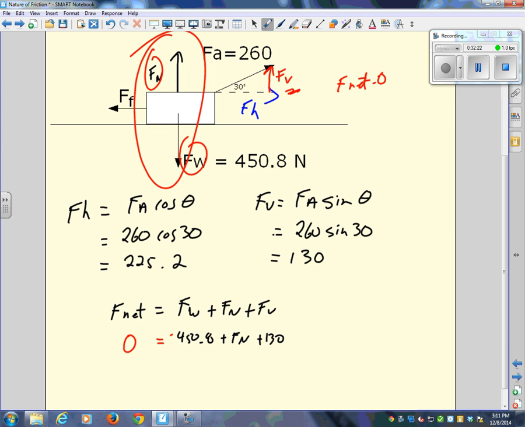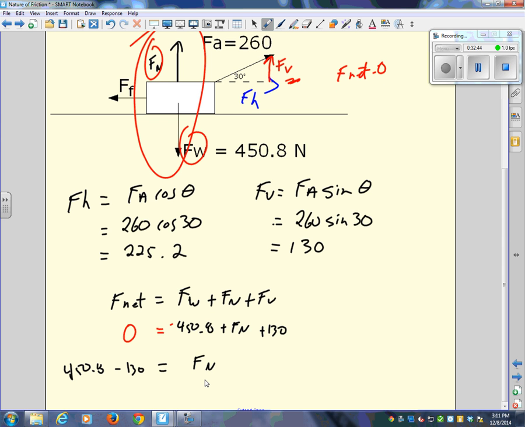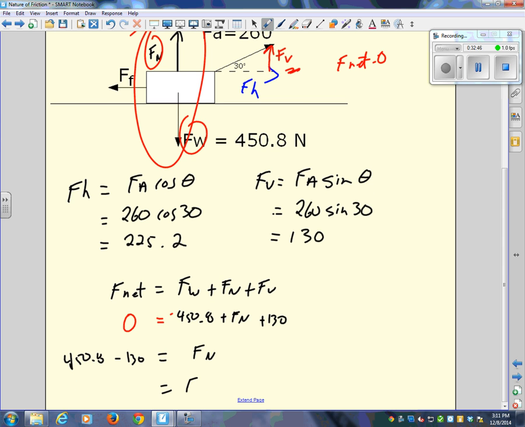Okay, so now I'm going to take the plus 130. It's going to go to the other side. I'm going to take the 450.8 to the other side. Does it become negative 130? Yeah, and I'm going to be left with normal force on the right, and I'm going to have the plus 450.8, and I'm going to have minus 130 there. And you can see that the normal force is simply this weight force minus that vertical component.